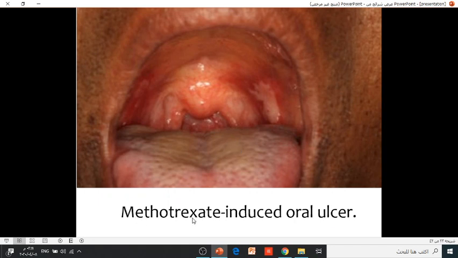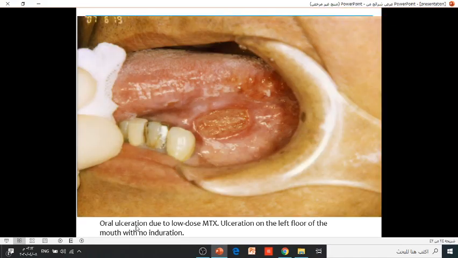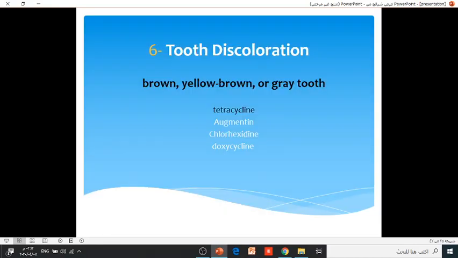Here we can see a methotrexate-induced oral ulcer in the oropharynx. It's a relatively large ulcer with irregular borders. Here we can see an oral ulceration due to low-dose methotrexate on the floor of the mouth with no induration. This is what differentiates it from oral squamous cell carcinoma. Some medications cause tooth discoloration, so a brown or yellow-brown or gray tooth.